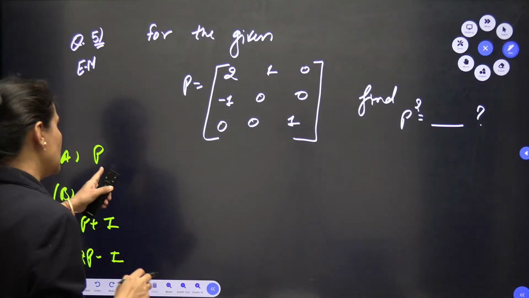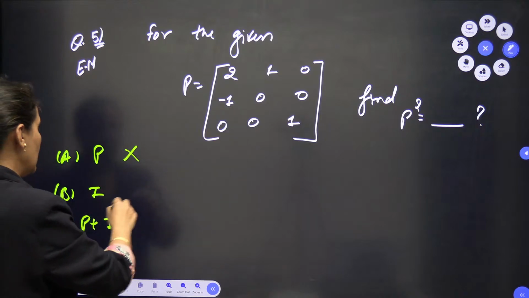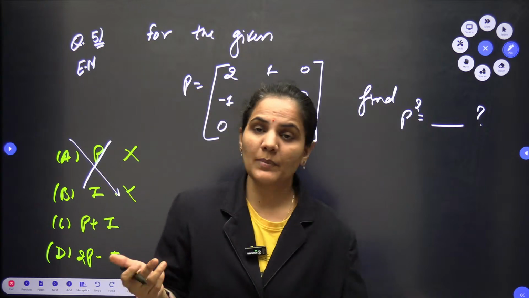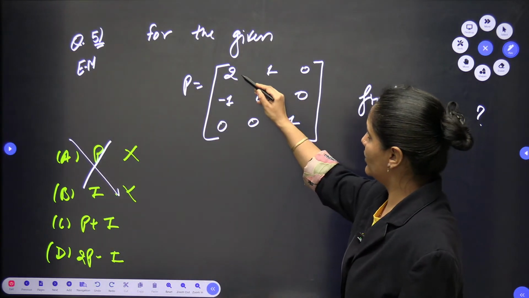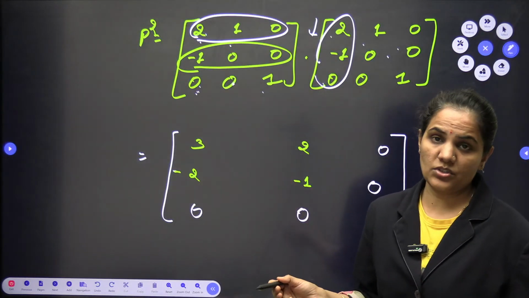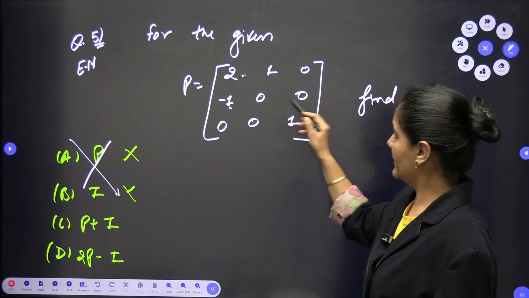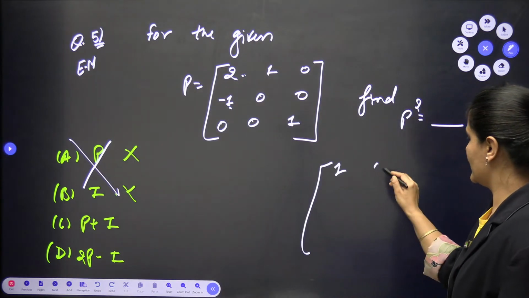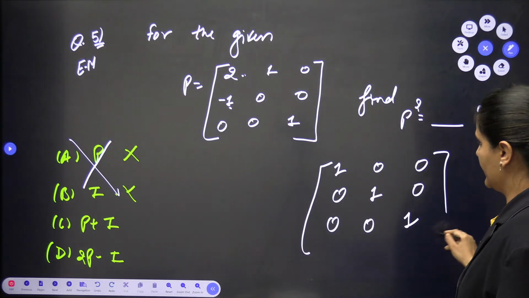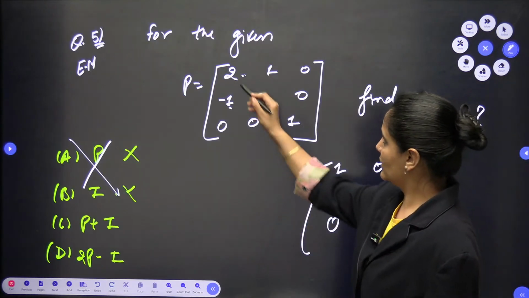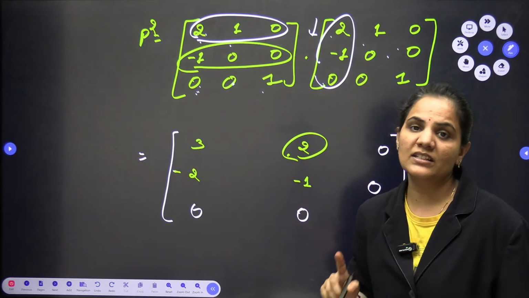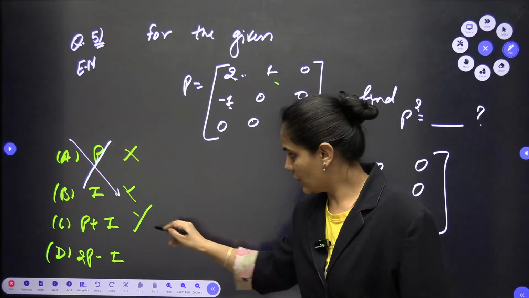When I'm checking the options, it's not P. P is 2 1 0. It's not identity. These two options are not at all correct. When I'm going with P plus identity matrix, when you add, 2 plus 1, the next element will be 3. It is possible, but I'm not sure. When you add the identity 1 0 0, 0 1 0, 0 0 1, this 2 plus 1 will be 3, and the next element is 1. We are having the next element as 2, which is not possible. So this option is also not possible.